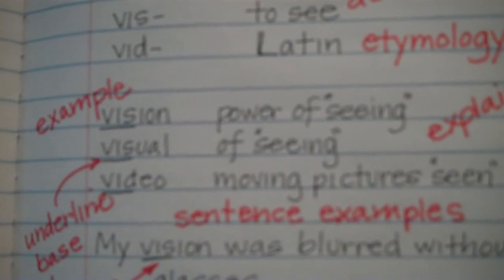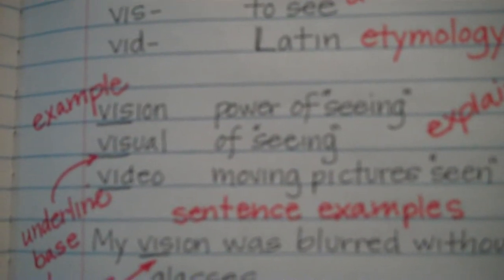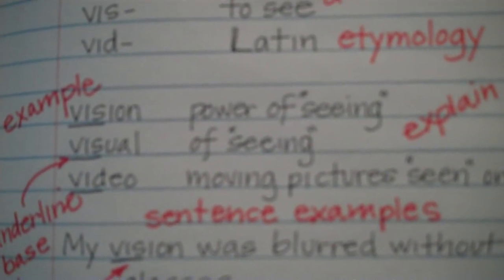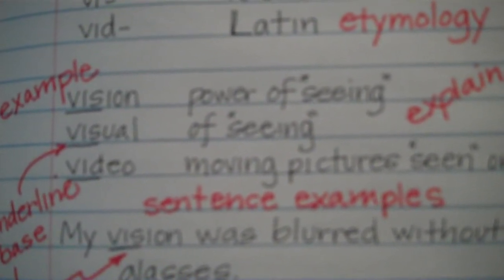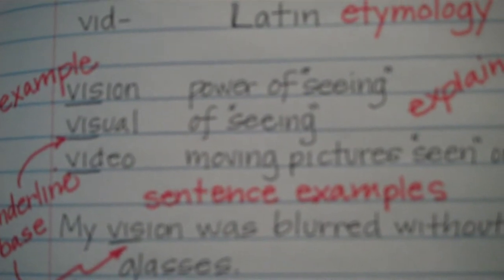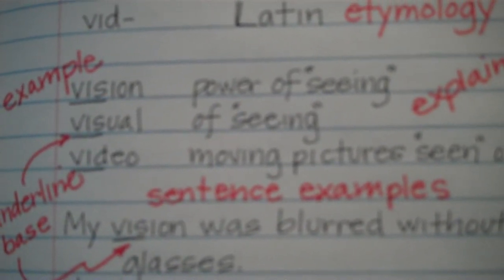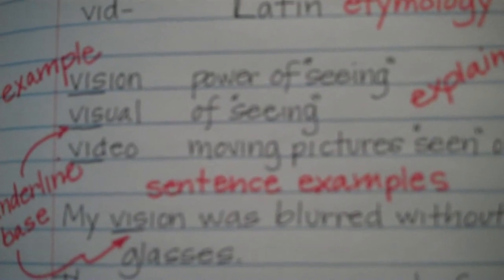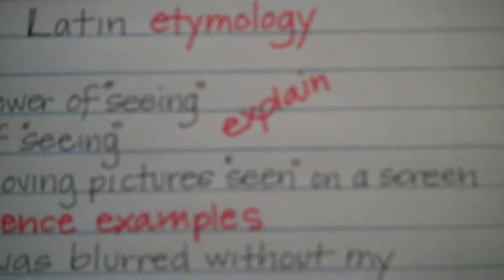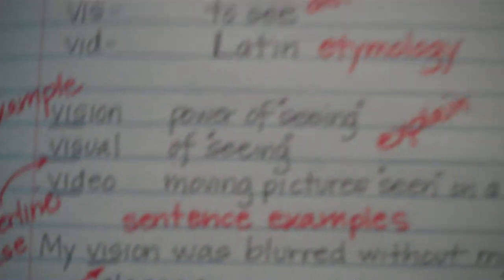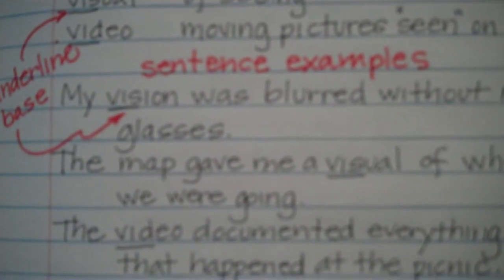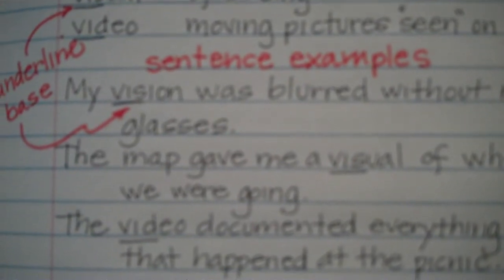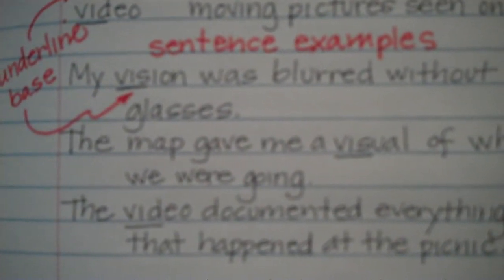Vis is used in the word vision. Vision means the power of seeing. Another example is visual. Notice how I underlined the base, V-I-S. It means of seeing. And video, meaning moving pictures seen on a screen. Next, you'll want to stop the tape and write down sentence examples to show your understanding of the roots.